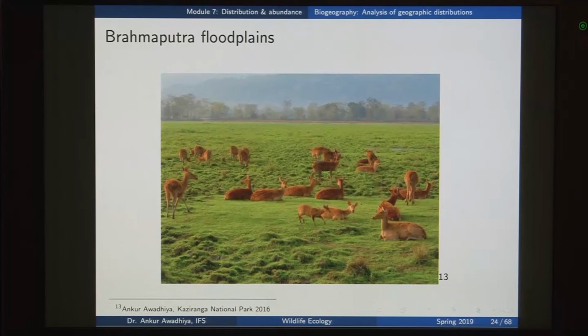Now, moving to the northeast part of the country, here we are seeing the Brahmaputra floodplains.